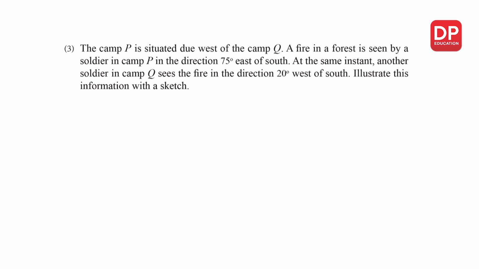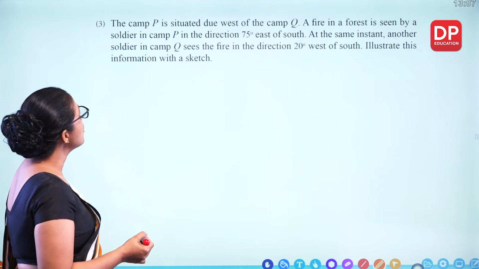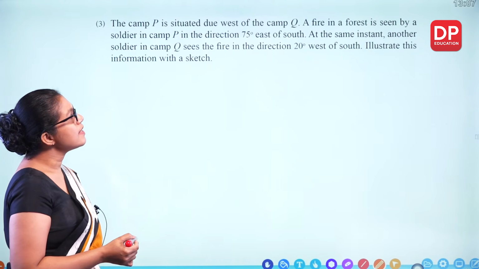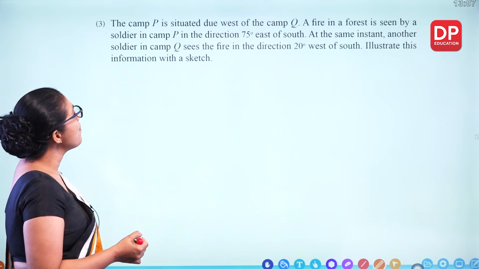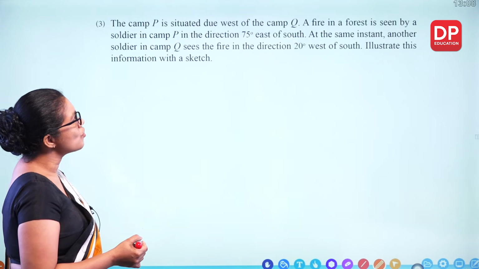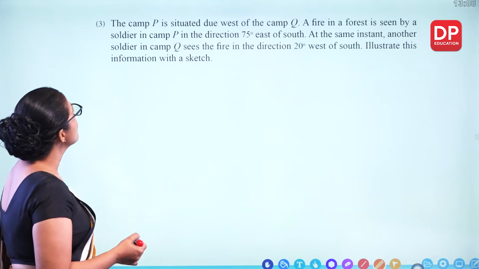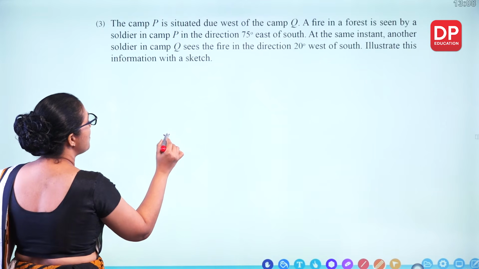The Camp P is situated due west of the Camp Q. A fire in a forest is seen by a soldier in Camp P in the direction 75 degrees east of south. At the same instant, another soldier in Camp Q sees the fire in the direction 20 degrees west of south. Illustrate this information with a sketch. So we'll start from Camp P. So Camp P.